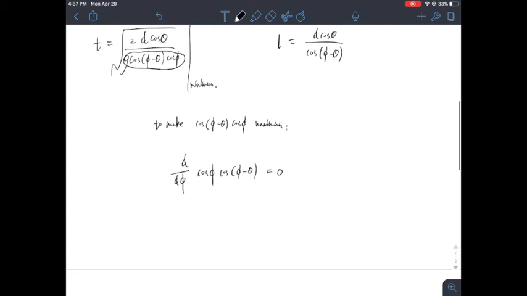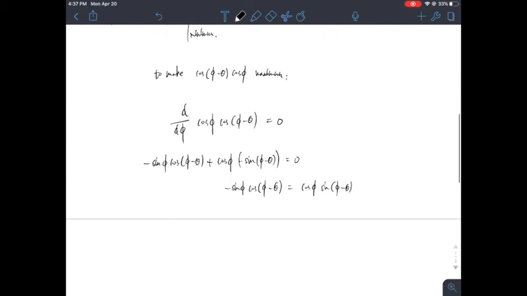So let's take the derivative of it and set it to 0. Then we have negative sine phi times cosine of phi minus theta plus cosine phi times the negative of sine of phi minus theta, and that will be equal to 0. So let's move one term to the right hand side. We have minus sine phi times cosine of phi minus theta equal to cosine phi times sine of phi minus theta.